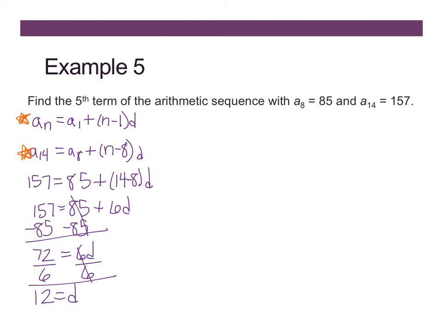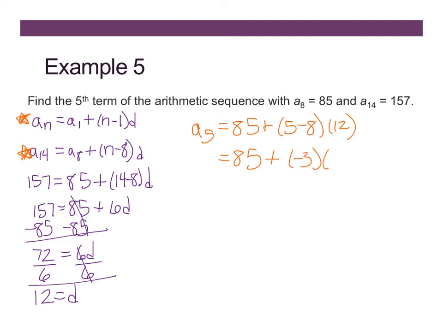So if I'm looking for the fifth term, a sub 5 equals a sub 8, which is 85, plus my n value, 5 minus 8, times the common difference, which is 12. So we get 85 plus 5 take away 8 is negative 3 times 12. Gets us 85 plus negative 36, and that gets us 49. So we know our fifth term is 49.